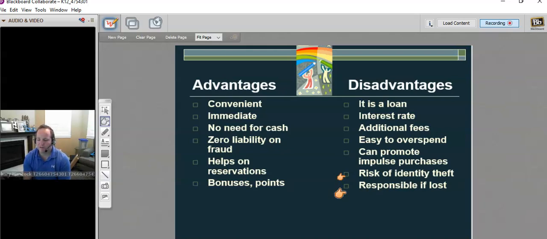There's a risk for identity theft. As I said, that zero liability thing is really good. And if you're responsible for it, if it's lost, you have to hurry and call the credit card company and say, I lost my credit card. Please cancel it and send me another one.